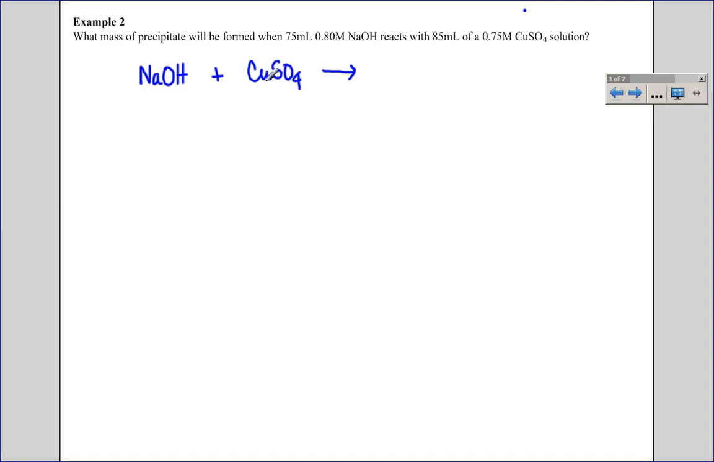As you can see by observation, this is going to be a double displacement reaction. So we've got our copper, which in this formula is 2 plus because of the sulfate, which is 2 minus. And I'm going to combine that with the hydroxide, which is 1 minus. So the copper hydroxide that's produced here is Cu(OH)2. And the other product is sodium sulfate.